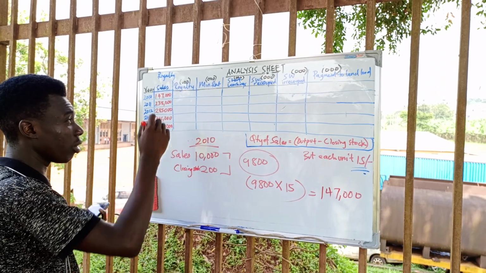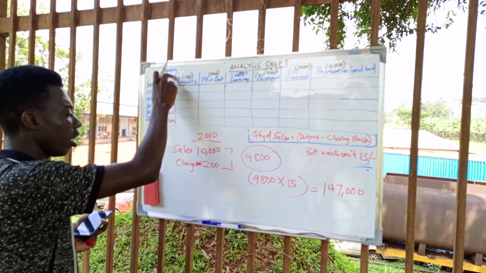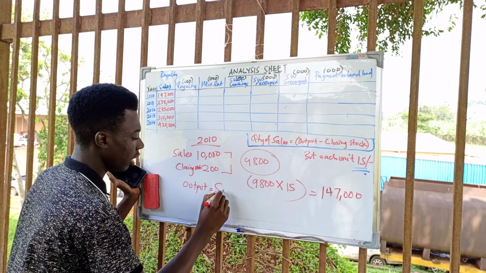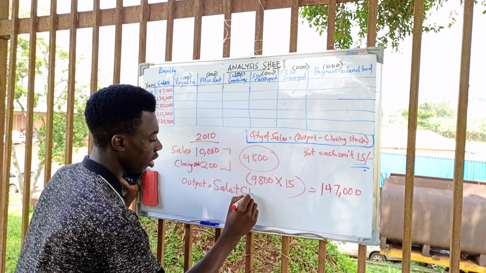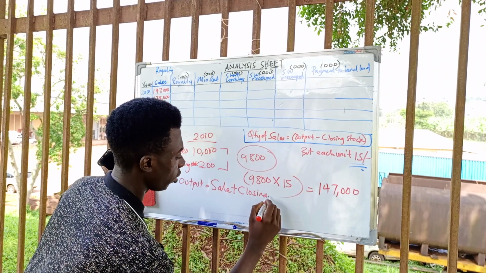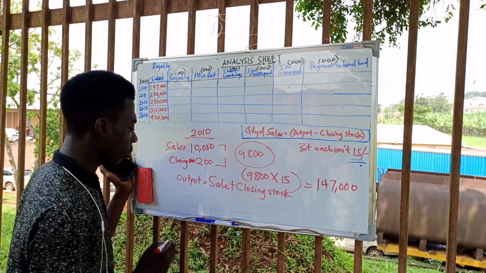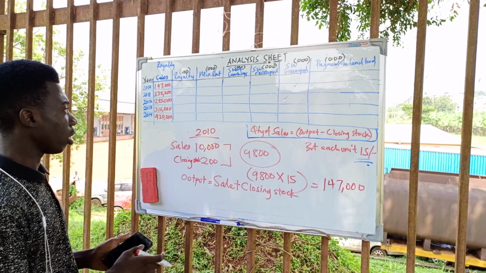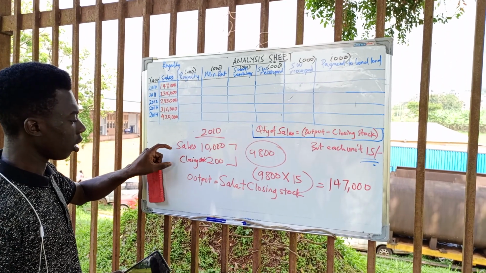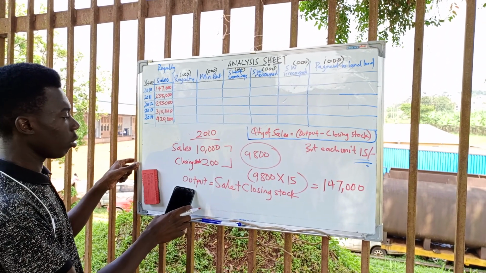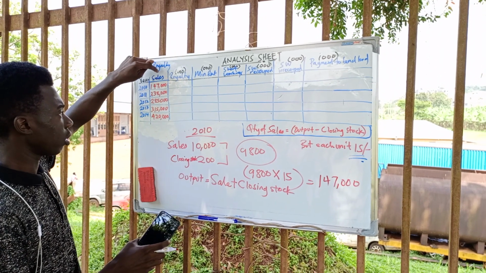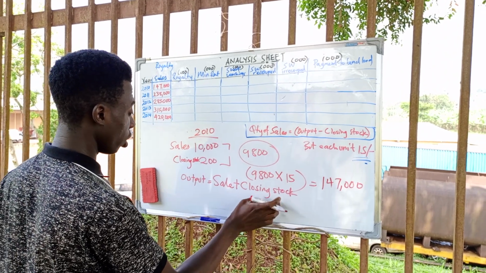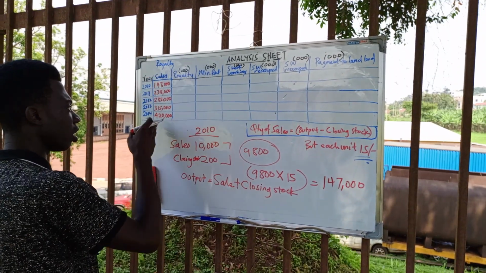If they tell me that the royalty is calculated based on output, I don't use sales here. I must know that my output is equal to what I sell plus what remains as my closing stock. So in scenarios whereby the rate is based on output, yet they give me the sales and the closing stock, I can't put sales here, because they have said it is based on output. So you just add your sales figure plus the closing stock to get the total output, which you're supposed to recognize in this column.